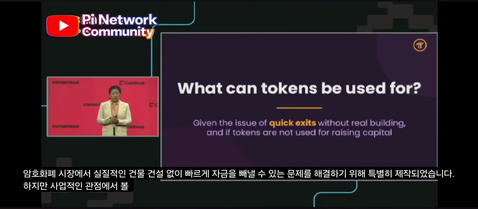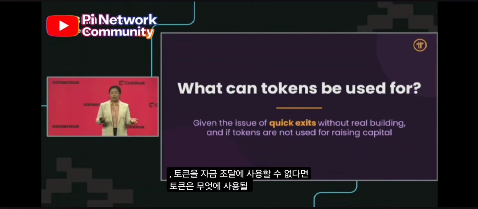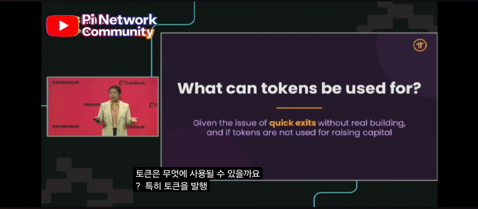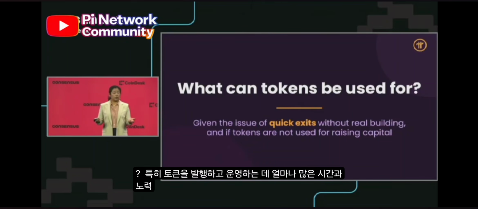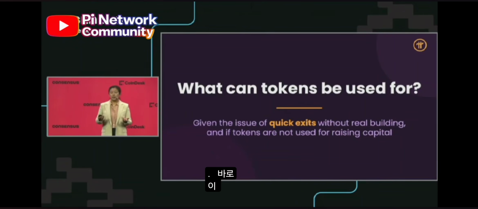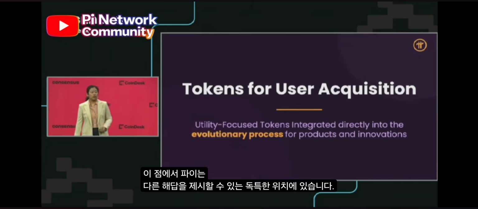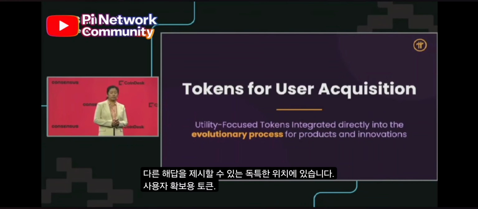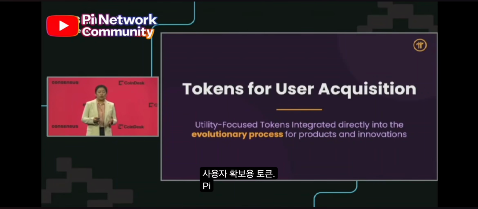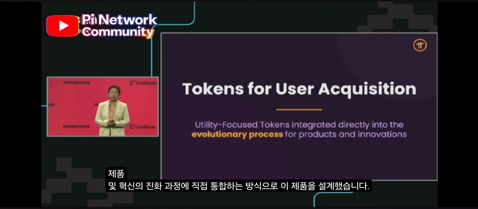However, from the perspective of business, if tokens cannot be used to raise capital, what can tokens be used for? Especially given how much time and effort it requires to issue and operate a token. This is where Pi is uniquely positioned to provide a different answer. Tokens for user acquisition. Pi designed this in a way to integrate crypto tokens directly into the evolutionary process for products and innovation.